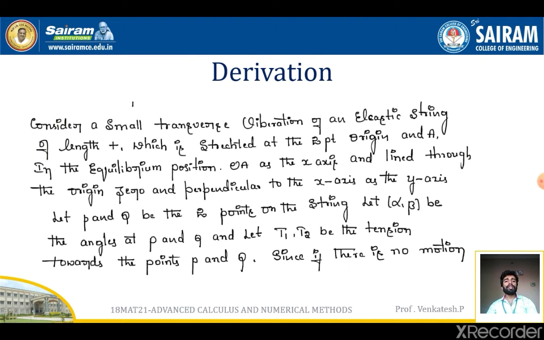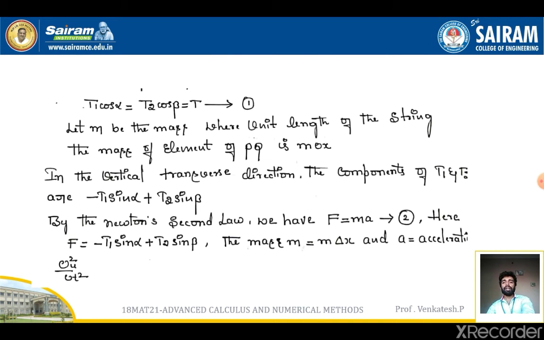Initially the motion will be 0, because I am not disturbing the string at all in the initial stage, so I can assume that there will be no motion in the initial stage. So I get the equation T1 cos alpha is equal to T2 cos beta is equal to T, a constant, if there is no motion on the string. I am going to call it equation number 1.